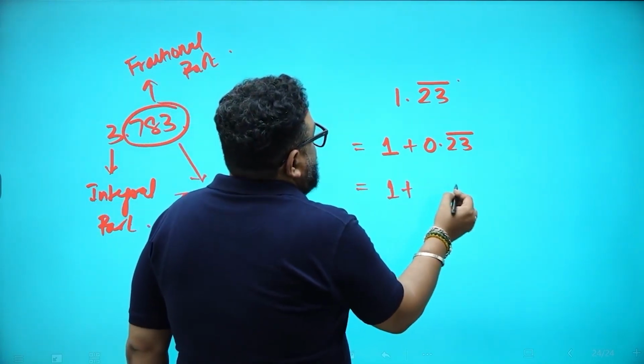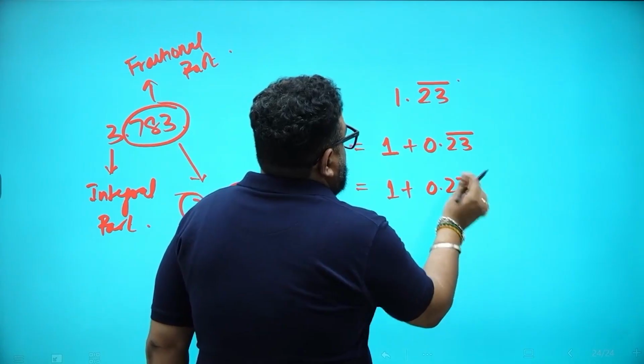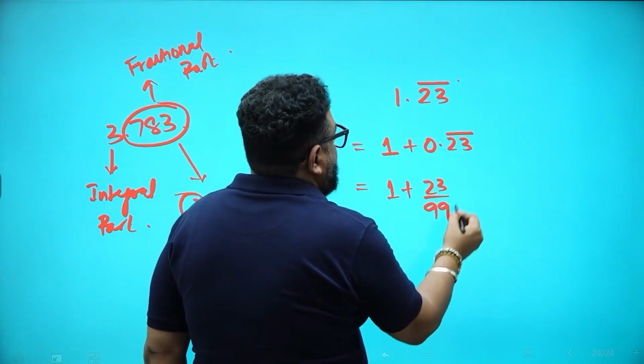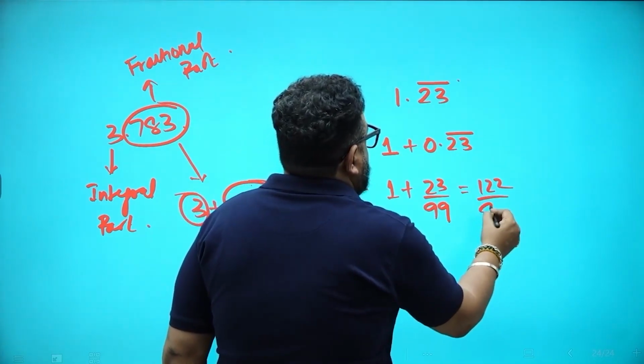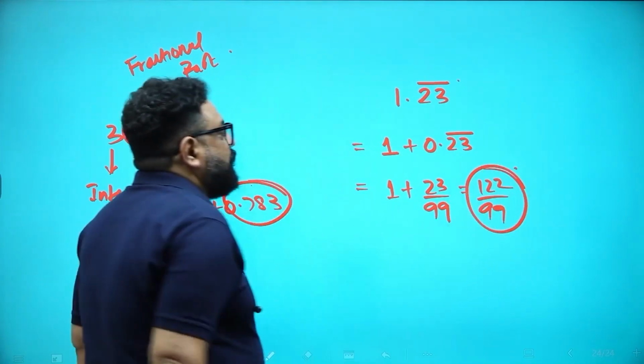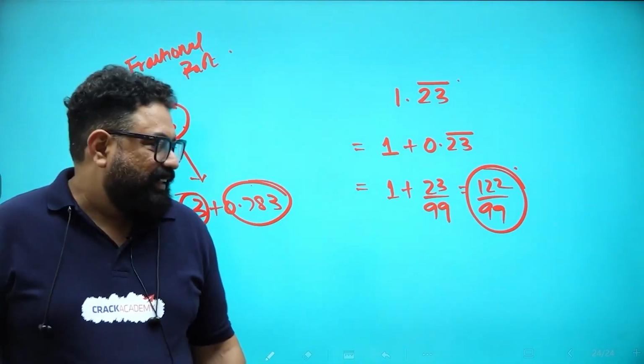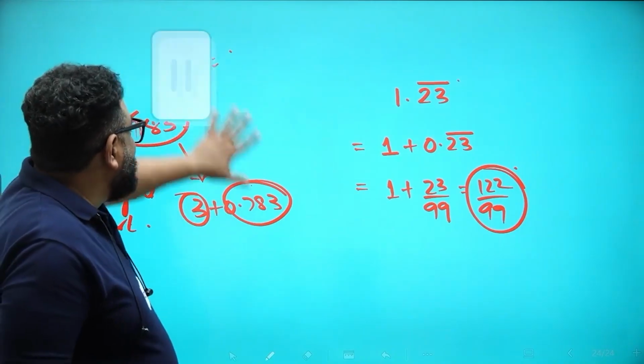1 plus 0.23 bar. So 23 by 99 gives 122 by 99. UPSC CSAT 2022, I think, right? So sir, how upon 99? Again, this would be bugging you.